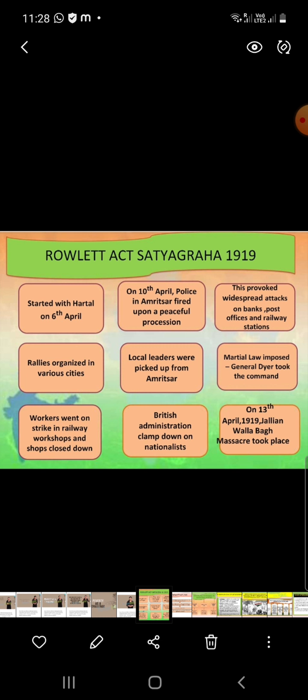Being from outside the city, many villagers were unaware that martial law had been imposed. A curfew was in place and the army was spread inside the city, but people were not aware of martial law. Dyer entered the area. General Dyer blocked the exit. What did he do? He blocked the exit point and opened fire on the crowd, killing hundreds of people.